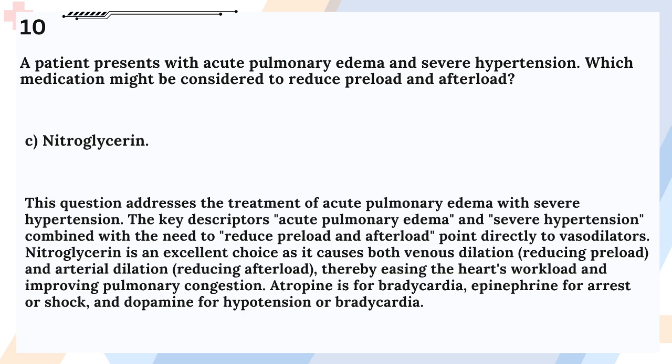Answer C. Nitroglycerin. This question addresses the treatment of acute pulmonary edema with severe hypertension. The key descriptors, acute pulmonary edema and severe hypertension, combined with the need to reduce preload and afterload, point directly to vasodilators. Nitroglycerin is an excellent choice as it causes both venous dilation, reducing preload, and arterial dilation, reducing afterload, thereby easing the heart's workload and improving pulmonary congestion. Atropine is for bradycardia, epinephrine for arrest or shock, and dopamine for hypotension or bradycardia.